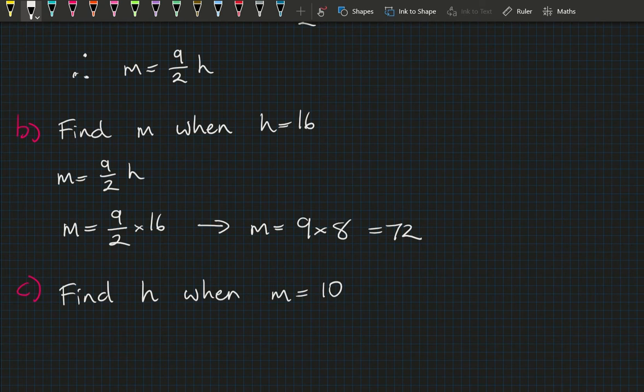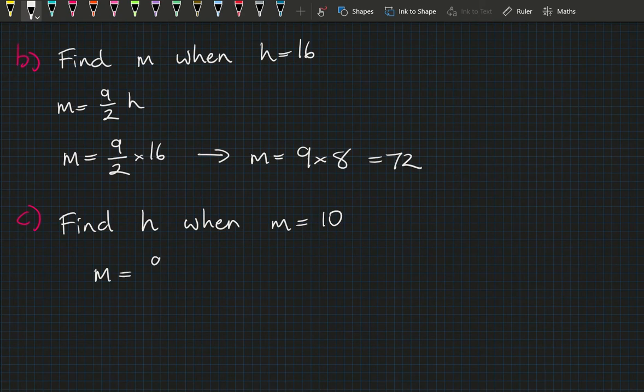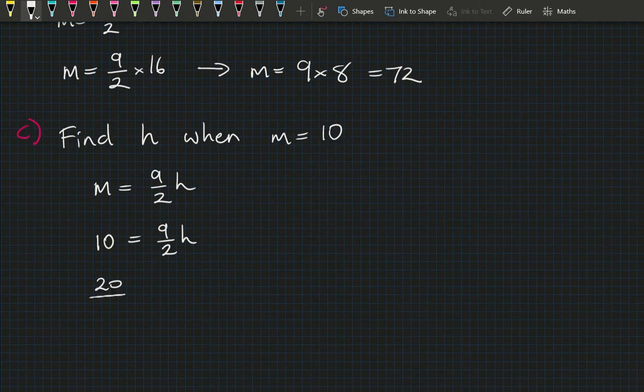Of course it doesn't matter which way we're going here. We've found an m value with an h value. This time we're finding an h value with an m value. So just start off with the equation of m equals 9 on 2 h. Then we'll sub in our 10 for m. Then if we divide both sides by 9 on 2, that's the same as multiplying by 2 on 9. So we've got 20 on 9 equals h.